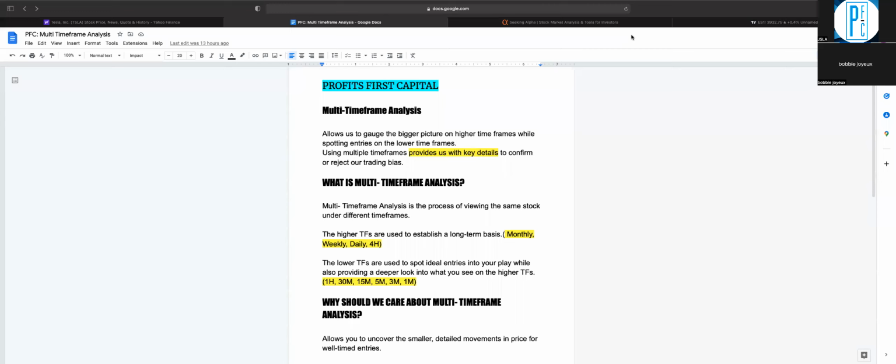A lot of people that trade like this notice that trading starts to be a lot... I wouldn't say trading is easy, but it starts to make a lot more sense and it starts to make a lot more money by using multi-time frame analysis.